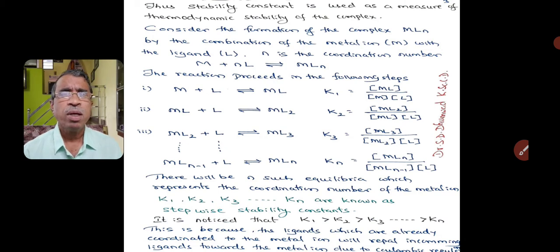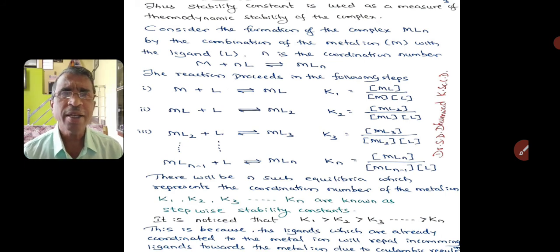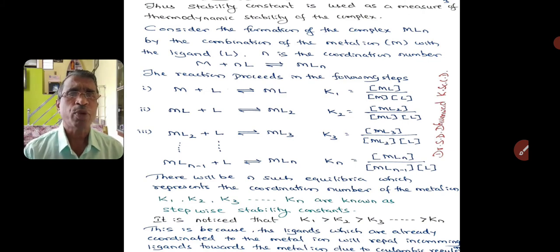In the first step, M combines with L to form ML. Then ML combines with L to form ML2. Then ML2 combines with L to form ML3. In general, MLn-1 combines with L to form MLn. So to form the stable complex, this reaction proceeds.